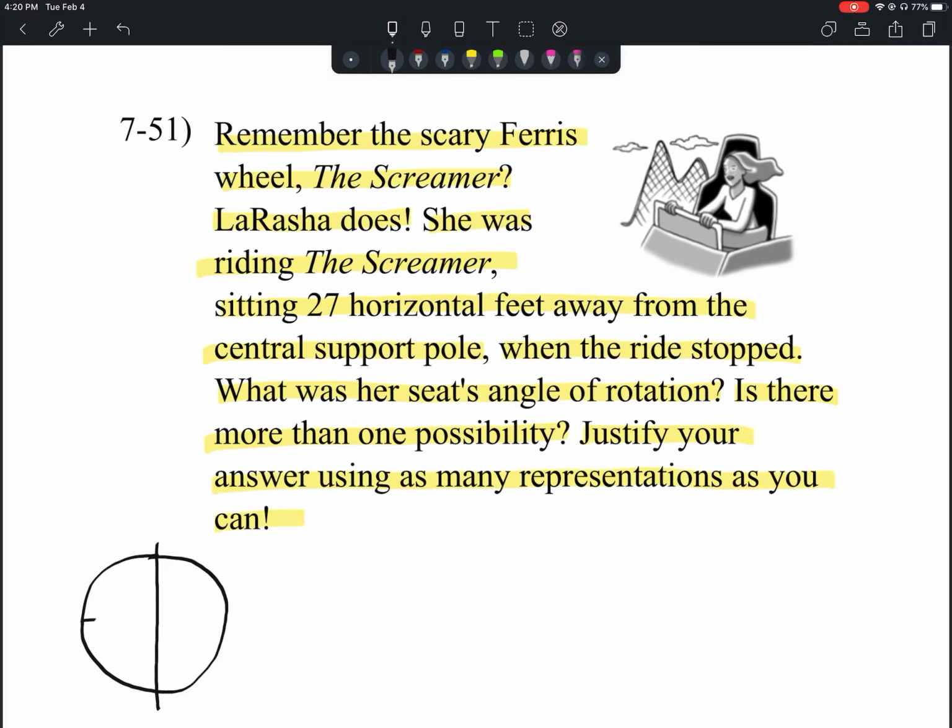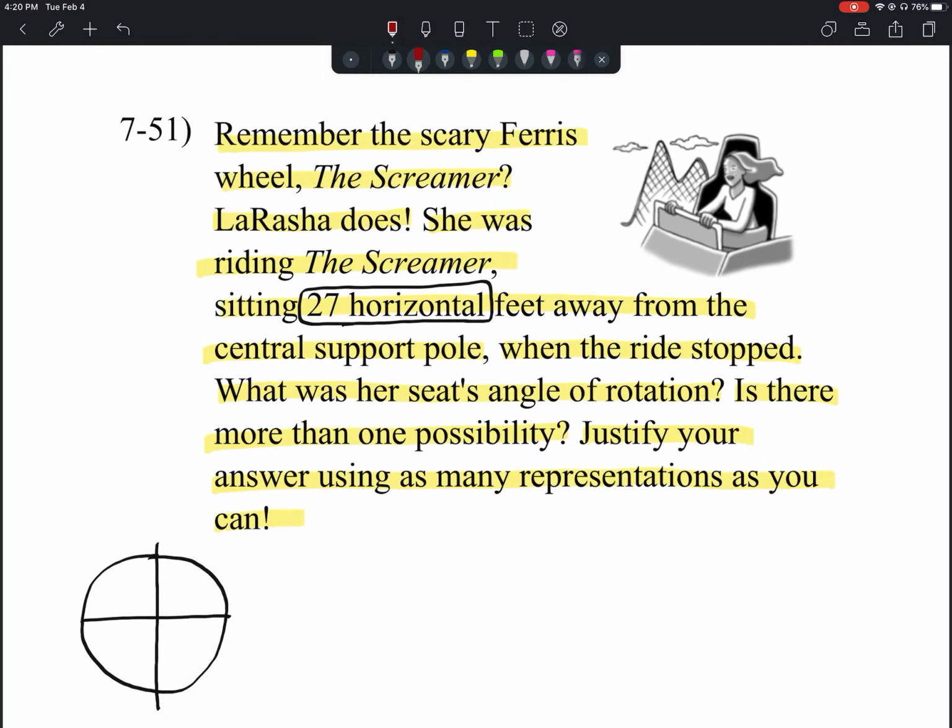Hey, that's not too bad. We'll take it. And I put my x and my y axes. Now, a big part of this is that she's sitting 27 horizontal feet away. So they're giving us the x coordinates of where she could have been.